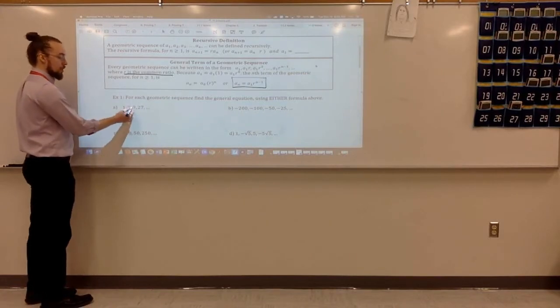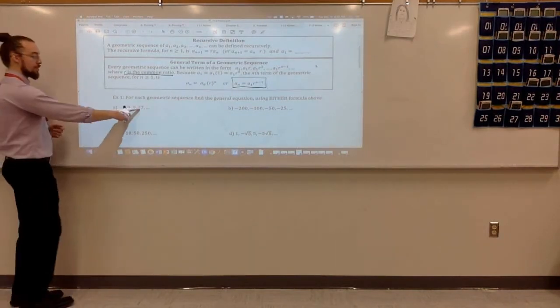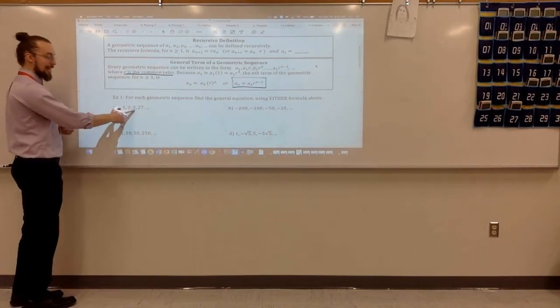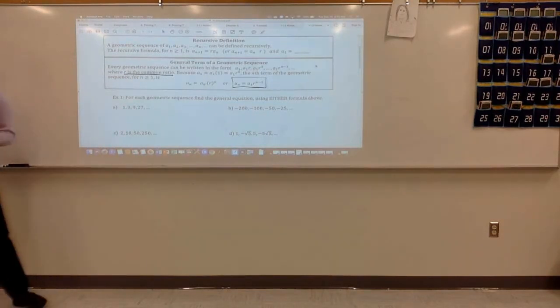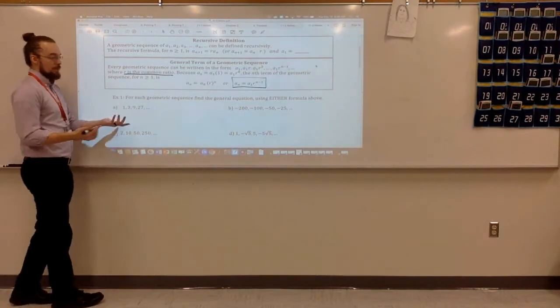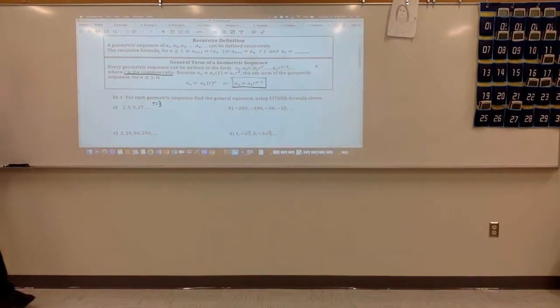What we can do to find the common ratio is take any term in the sequence and divide it by the previous term. So 27 divided by 9 is 3. 9 divided by 3 is 3. 3 divided by 1 is 3. But if you can just see it right off the bat, you don't have to go through that process.